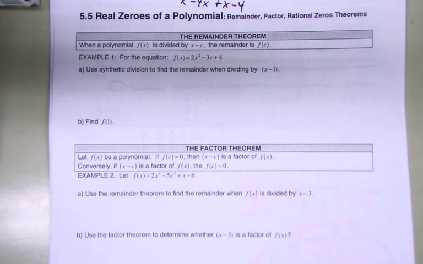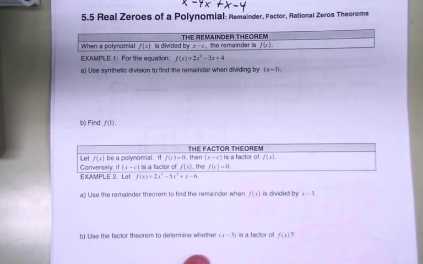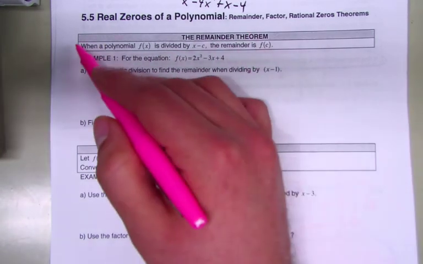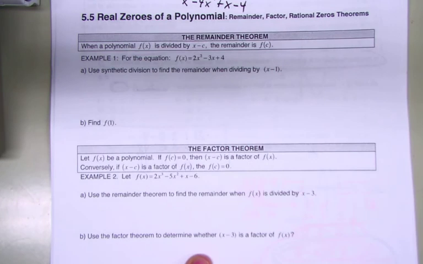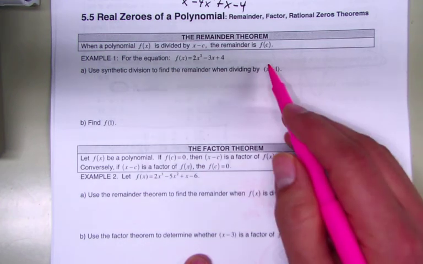Okay, so we've been learning bits and pieces of all the little details that go into a polynomial and what the factors look like. Now we're going to get into a little bit more detail. First thing we'll talk about is the remainder theorem. Okay, the remainder theorem is an alternate, not necessarily that you need to do it this way, but it's a different way to find a remainder.